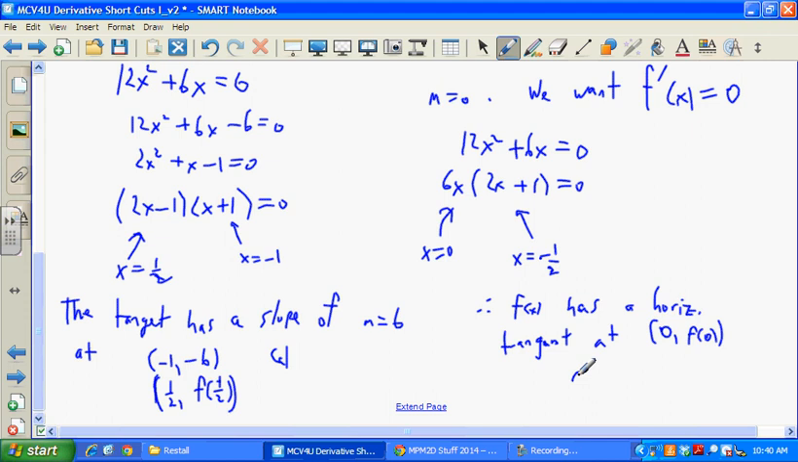And negative a half, f at minus a half. Whatever the y value is if I pounded that back in there. Done. Lovely. So that's going to be good when we get into curve sketching. We'll know where the minimums and maximums occur by setting the derivative function equal to 0. That's going to be awesome.